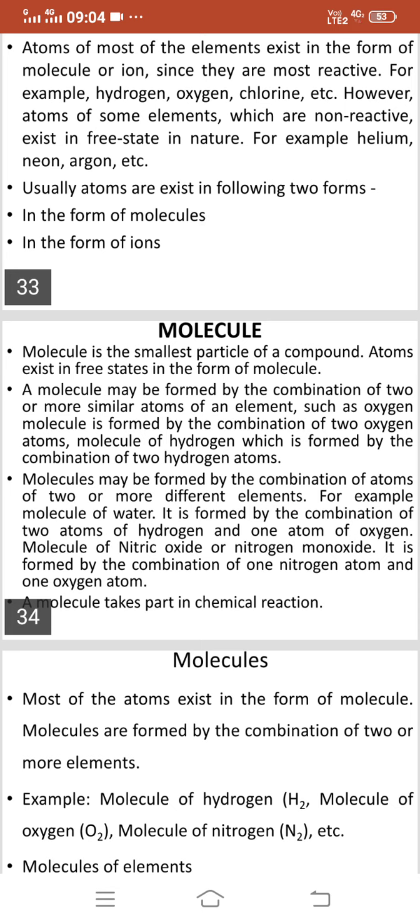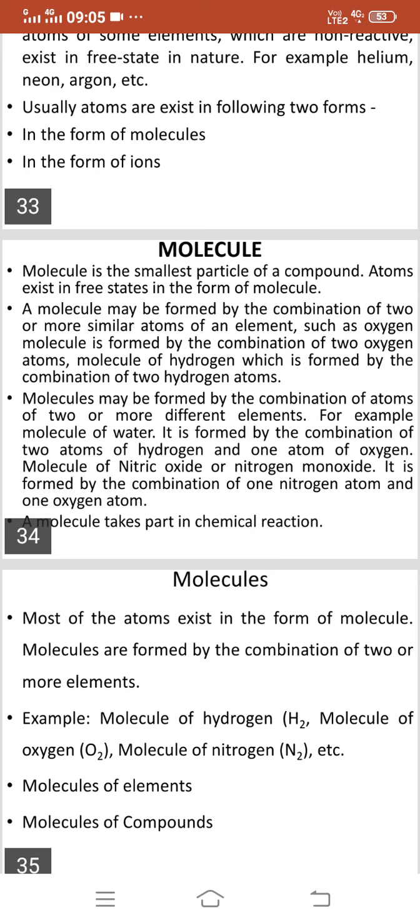So we will discuss the first form, that is the molecule. A molecule is the smallest particle of a compound. Atoms exist in free states in the form of molecules. A molecule may be formed by the combination of two or more similar atoms of an element, such as an oxygen molecule, which is formed by the combination of two oxygen atoms. A molecule of hydrogen is formed by the combination of two hydrogen atoms.